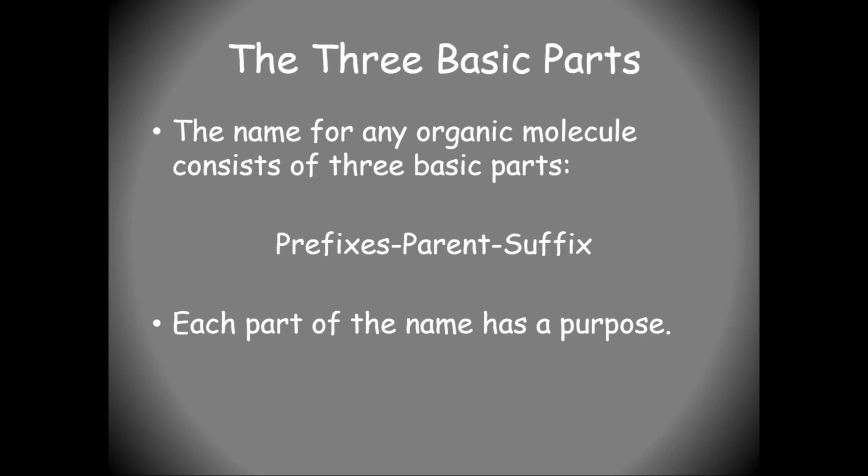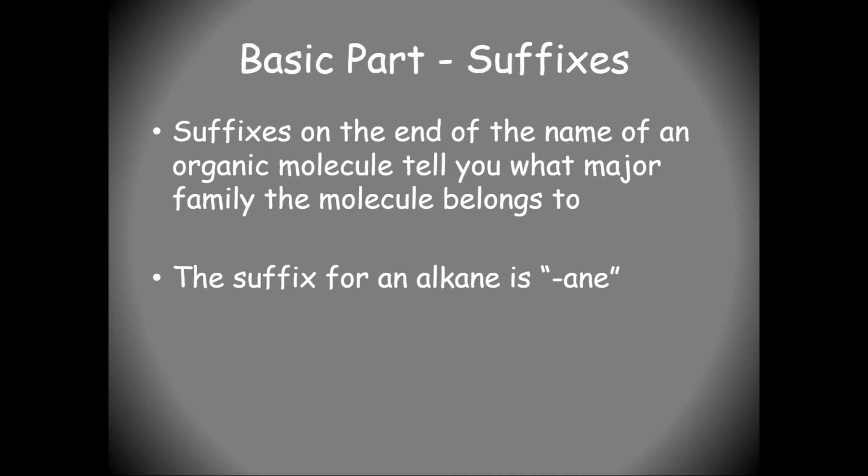Essentially, we're always going to have three parts: the prefix, the parent molecule, which tells us how much of each molecule there is, and the suffix, which is what it ends with. Whether it's -ane, -ene, -ol as in alcohol, or carboxylic acid, all of those are in the suffix at the end. So the suffix tells you the major family.